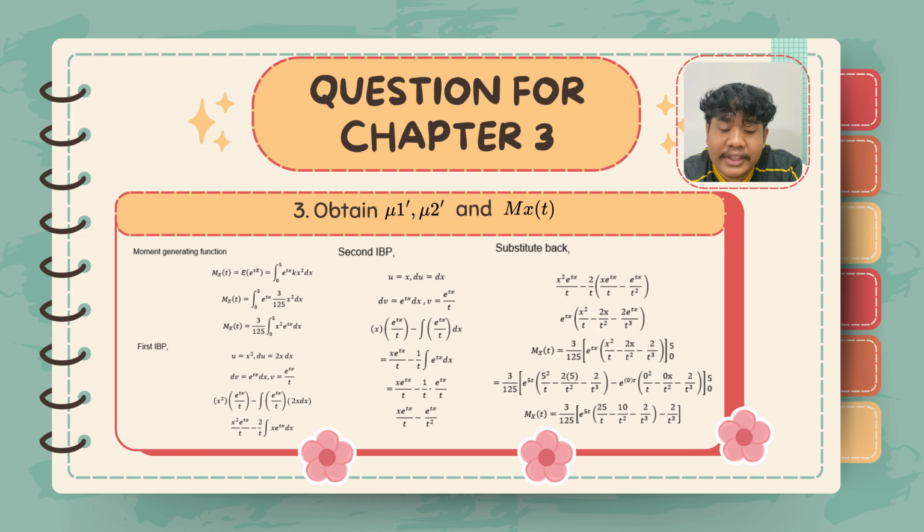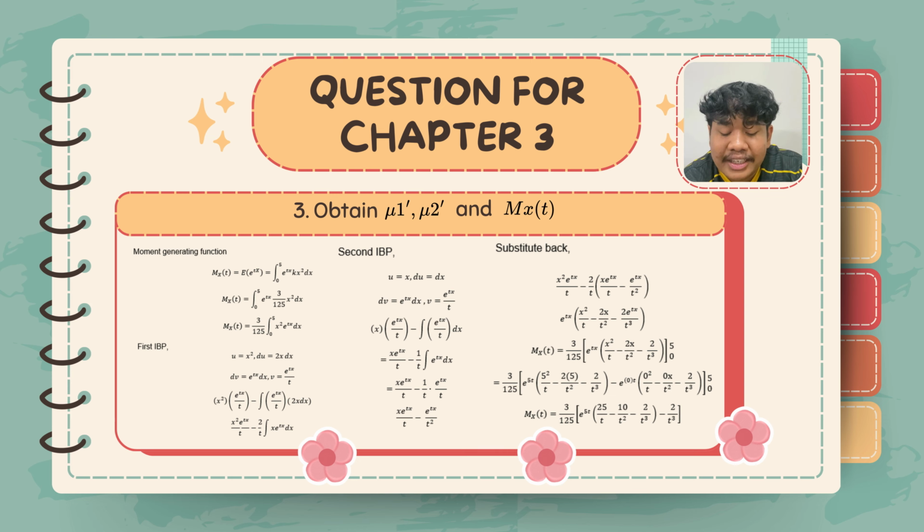So for the first IBP, we let u equal to x squared, and then du will equal to 2x dx. And then the dv is equal to e to the power of tx dx. And then v we will get e to the power of tx over t. So we substitute into the formula of integration by parts, which is uv minus integral v du. So we will get x squared times e to the power of tx over t minus integral e to the power of tx over t times 2x dx.